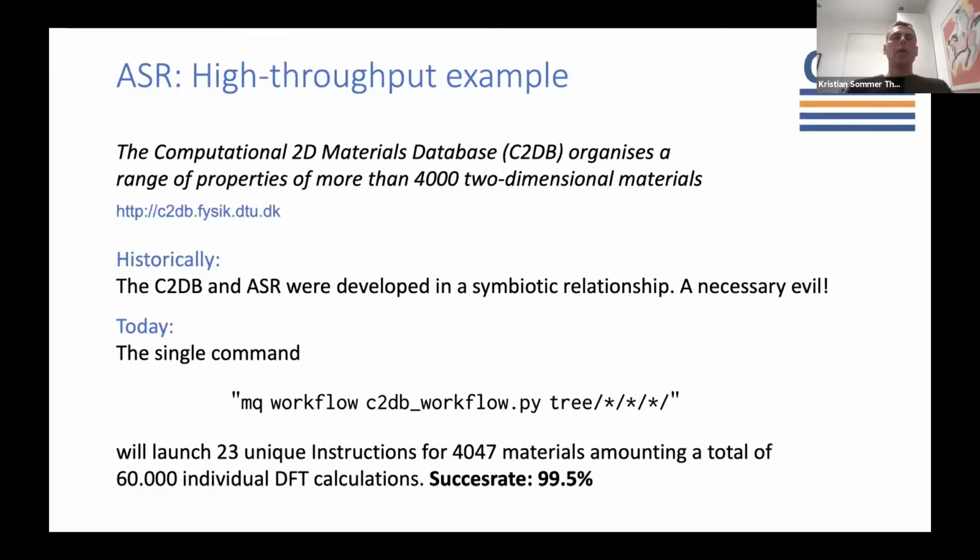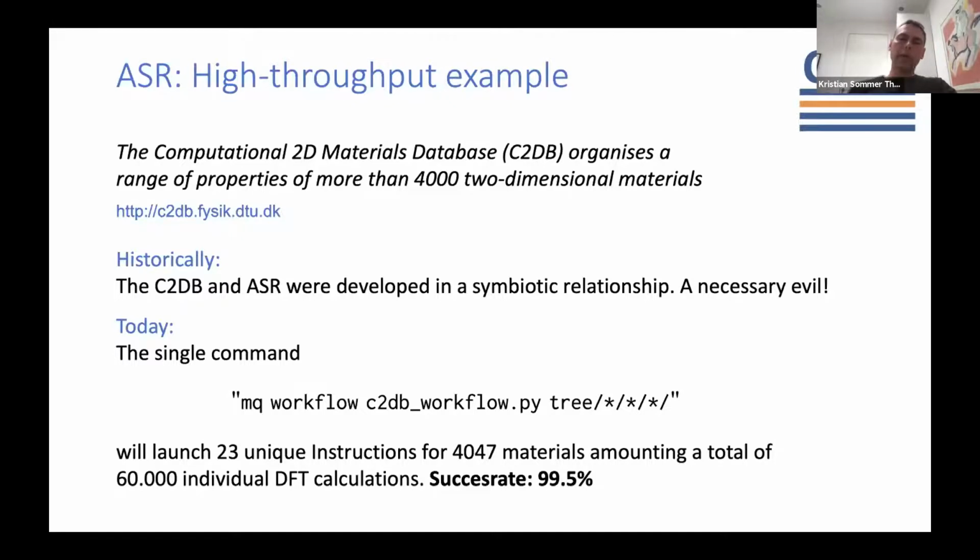Okay, so now let me give you an example of a project that we've done using the ASR. So this is the computational 2D materials database, the C2DB, which is a database for 2D materials. I guess most of you have heard about 2D materials, but graphene, I'm sure you've heard about that, but there are lots of other atomically thin inorganic materials that are known as 2D materials. And we've performed this high throughput study of about 4,000 of such crystals.